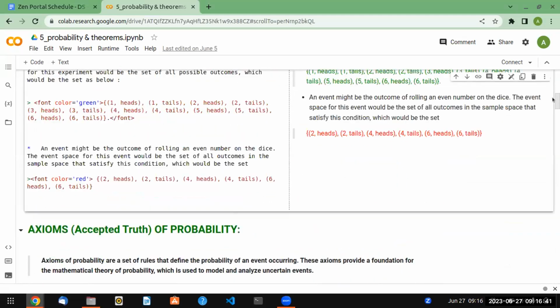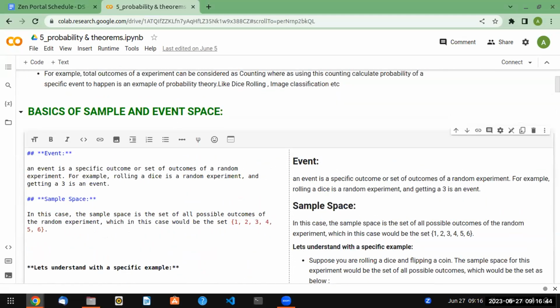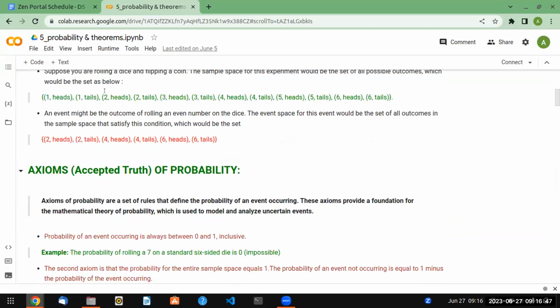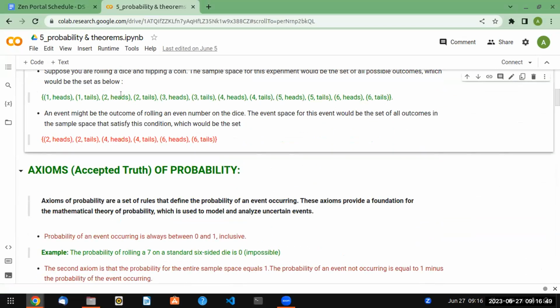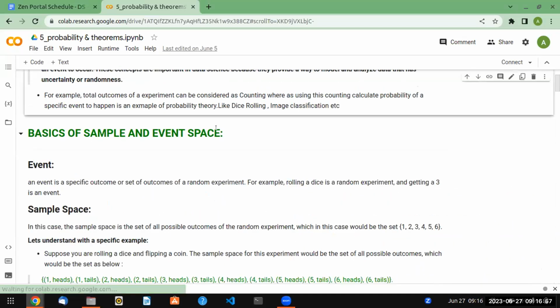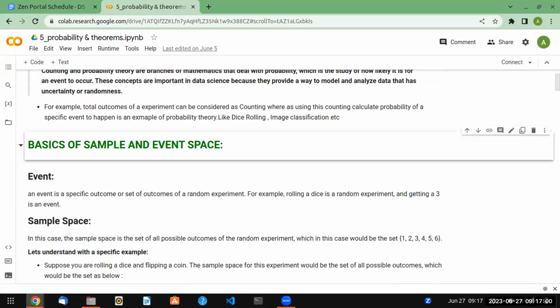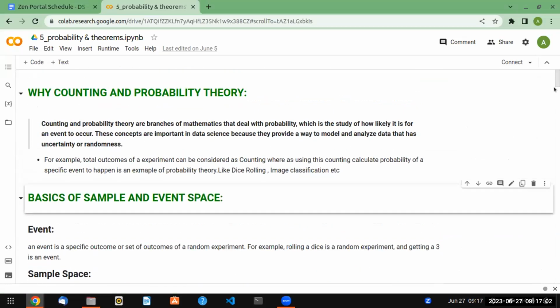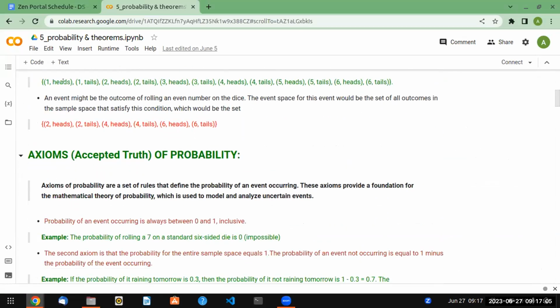Are you getting what I am saying here? When 2 comes on the dice, head can come. If 2 comes on the dice, tail can come. Like this, for every number we have 2 possibilities. And how many numbers do we have on the dice? 6. So how many possible events are here? If I say calculate the events, 12 possibilities. So 12 possible events here. Now this is my sample space.